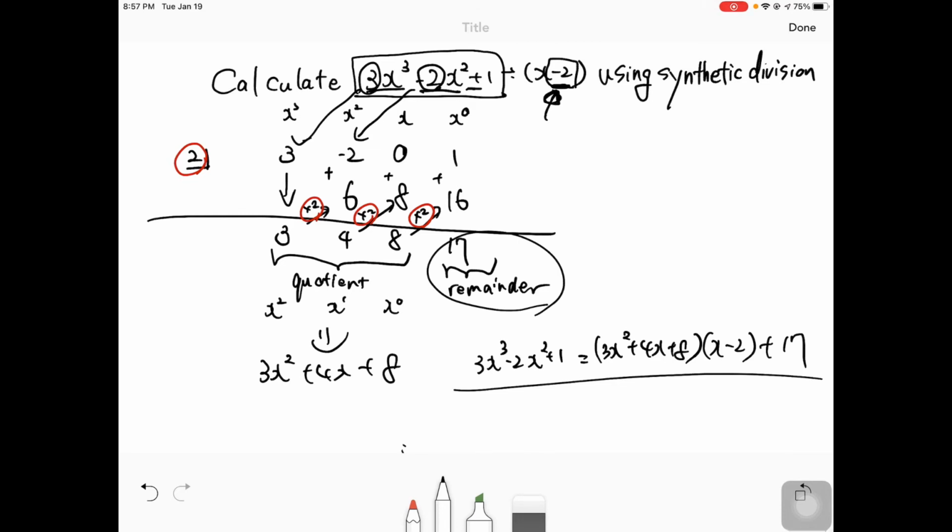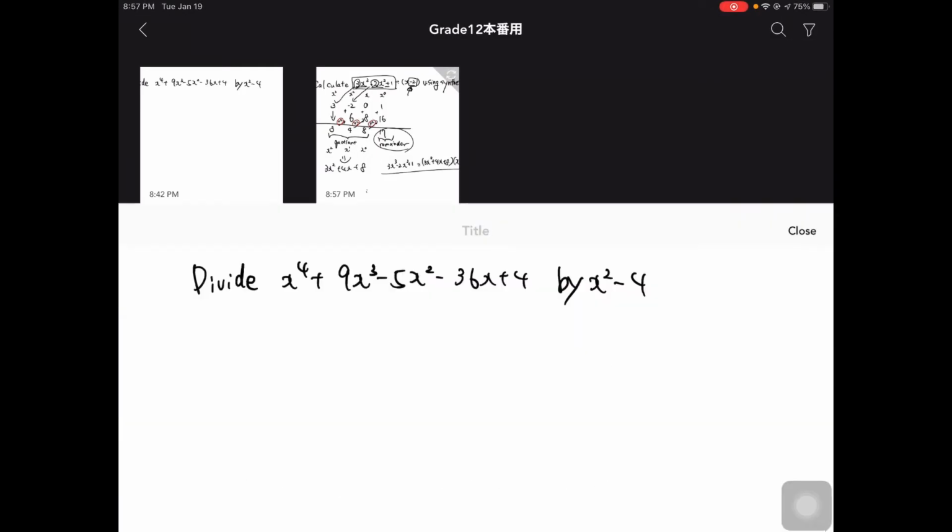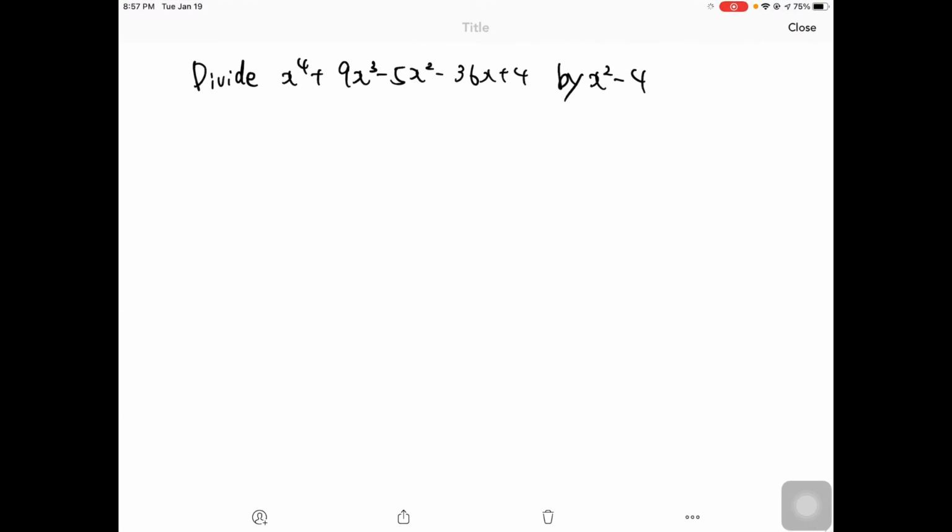That's how to use synthetic division. You got it? So let's work on one more question. Divide x to the power 4 plus 9x cubed negative 5x squared negative 36x plus 4 by x squared negative 4.